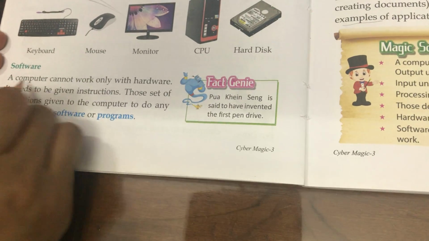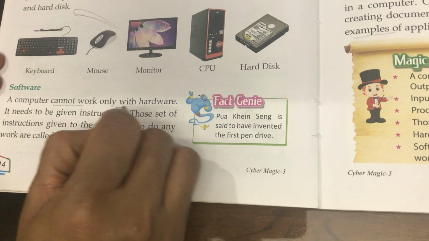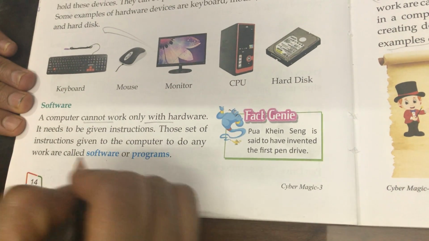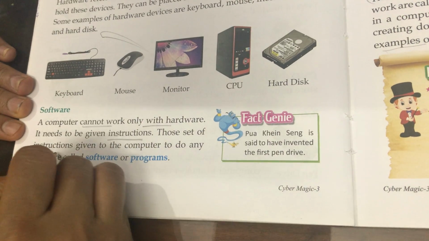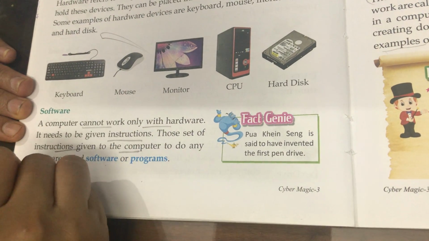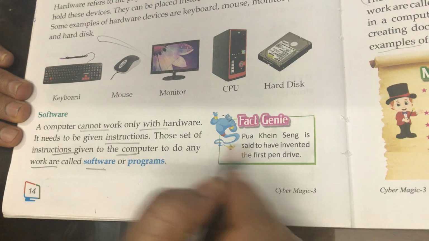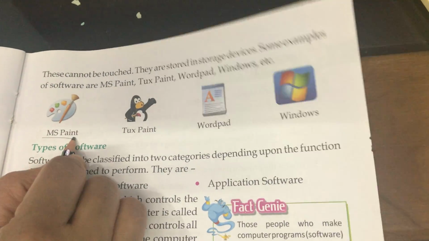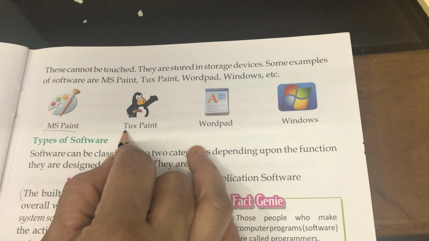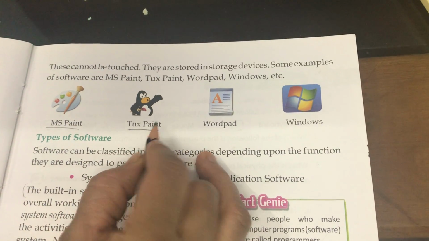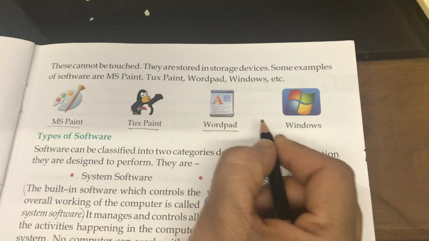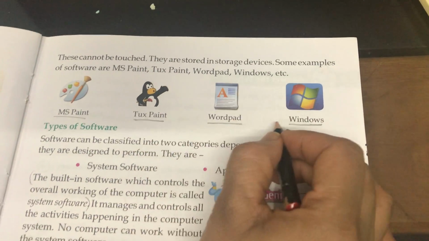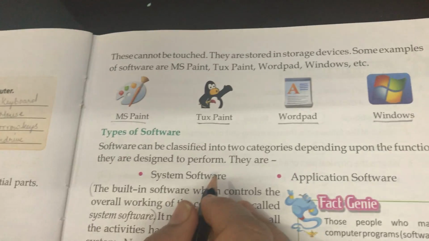Coming to software. A computer cannot work only with hardware. We need to give instructions to the computer. That set of instructions given to the computer to do any work is called software or a program. When you are drawing you need MS Paint, or another software, Tux Paint, and then only you can draw. To type a text we need WordPad. To do the work we need Windows. These are the software we need to work with.